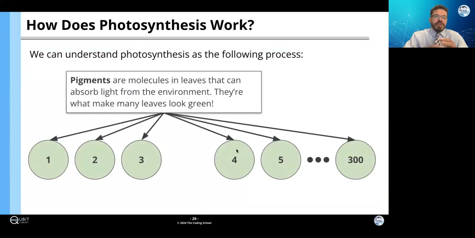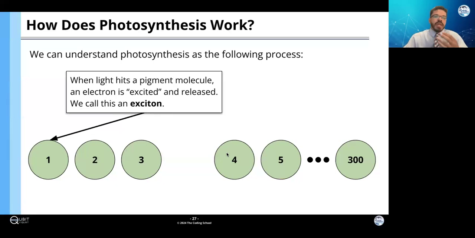Well, here's how we can think about photosynthesis. Pigments, that's going to be a key word, are these molecules in leaves that absorb light from the environment. It's what makes leaves look green. Chlorophyll, for example, if you've heard that word. There are lots of these pigment molecules in a leaf, as you might imagine. So for a leaf to look green, you have to have a lot of pigment in it. And we can think of these as arranged in some physical structure, hanging out in the leaf.